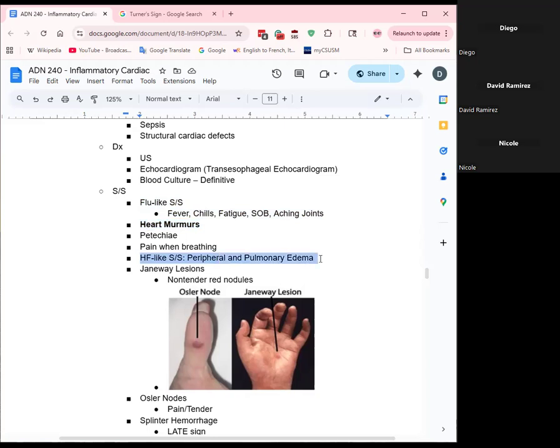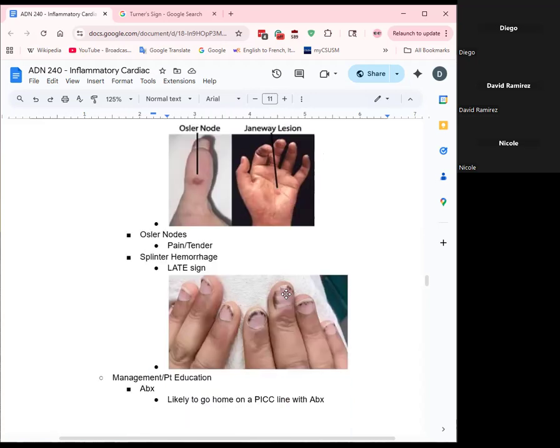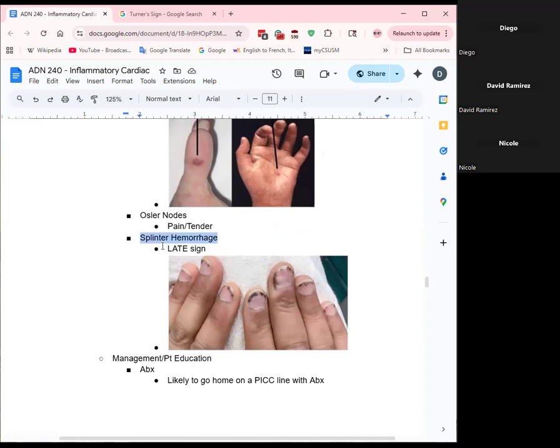Heart failure-like symptoms because of the heart infection, making it harder for your heart to function properly. Pain when breathing, and some of these little lesions. I believe this is related to an inflammatory response by your body. You don't have to really know the specifics on it. Is that they could have some little lesions on their hands. Splinter hemorrhage is what they call it, these little lines on their fingernails, which is a late sign.